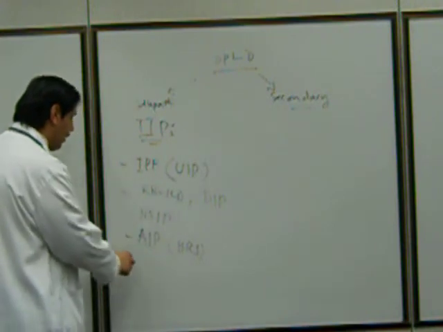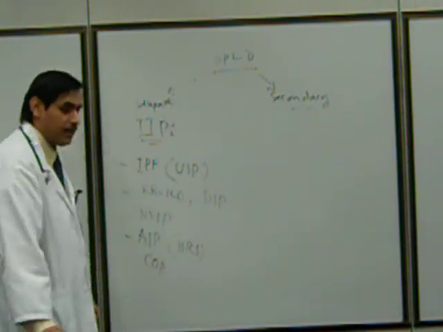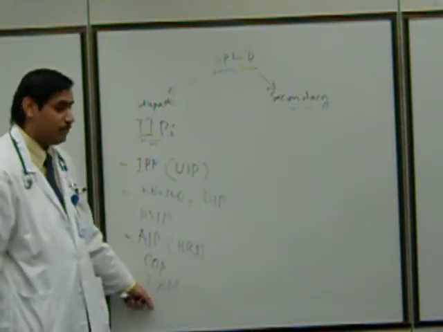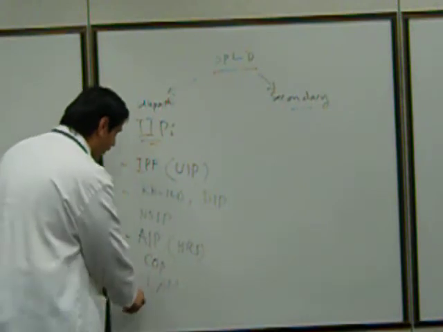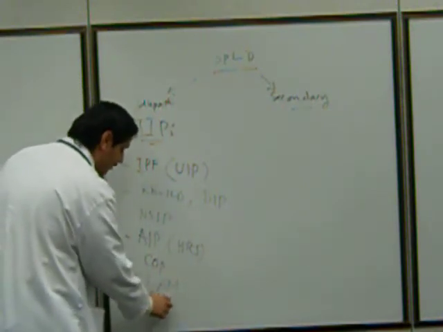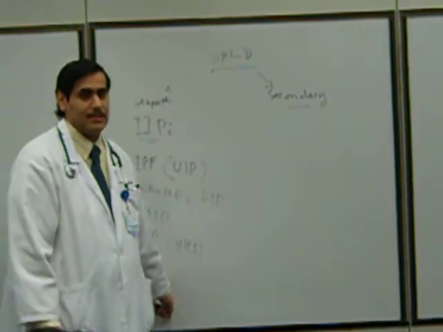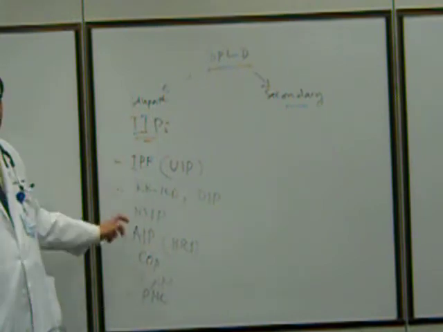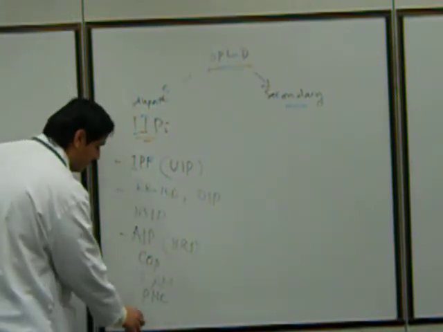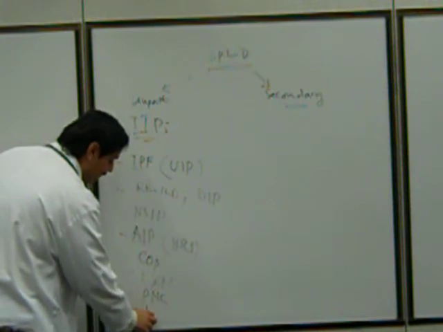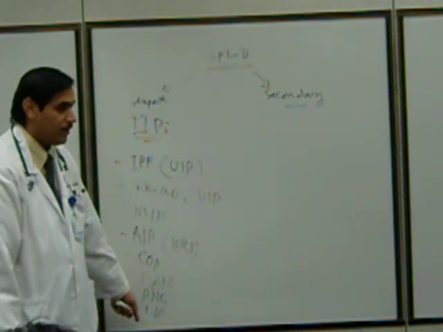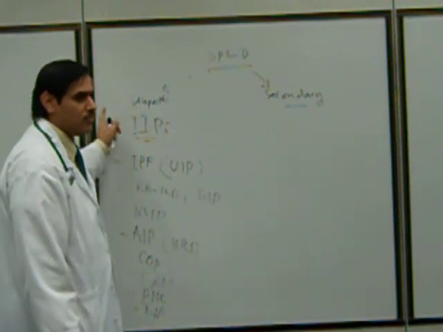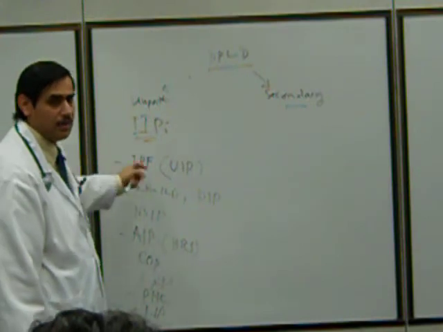There are others like COP, which is cryptogenic organizing pneumonia, LAM, lymphangioleiomyomatosis, and pulmonary histiocytosis, or Langerhans cell histiocytosis. There are a lot of categories under the idiopathic. Another one is lymphocytic interstitial pneumonia, or pneumonitis, so LIP. All these are idiopathic, okay? So we don't know exactly the main trigger for these conditions.